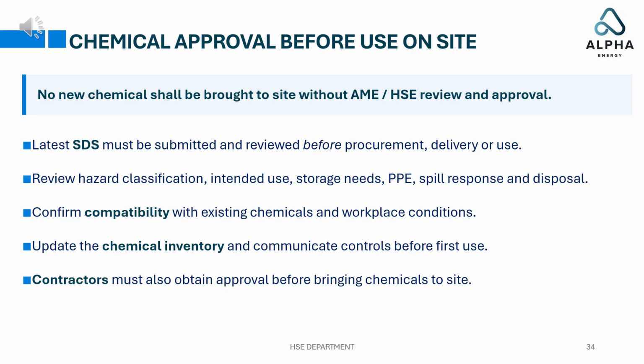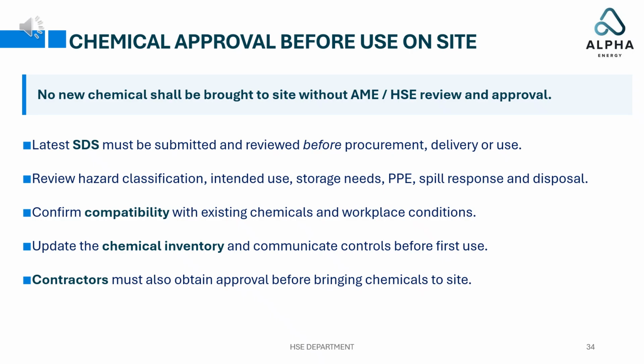When we review a chemical, we look at the hazard classification, the intended use, the storage requirements, the PPE needs, what to do in case of a spill, and how to dispose of it properly. We also need to confirm compatibility with existing chemicals and workplace conditions. Some chemicals react dangerously when they come into contact with other chemicals. We need to know that before they arrive.